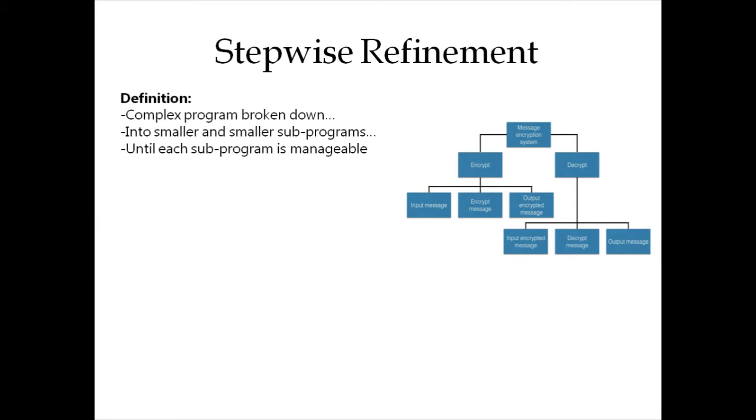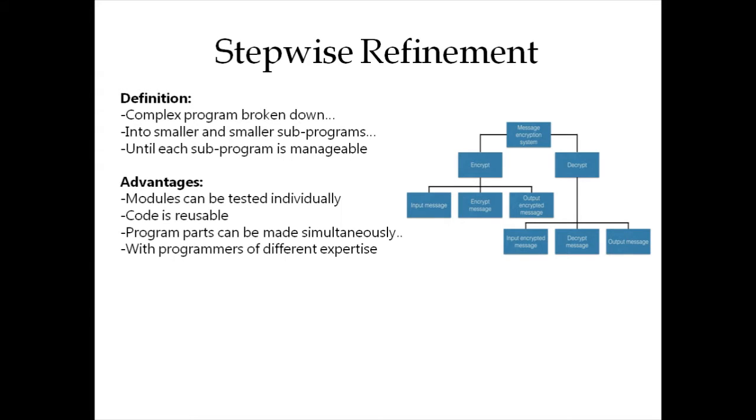Stepwise refinement is the process of breaking a complex program down into smaller and smaller sub-programs until each one is manageable. You may have seen this in F452. The diagram of this process is called top-down modular design. Small parts of a program can be tested to make sure they work, and you can easily reuse parts for another program. Programmers can work separately to make different parts of a program, based on their expertise. One could work on networking, and the other could work on the GUI.